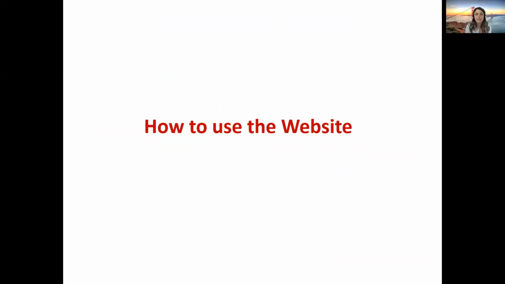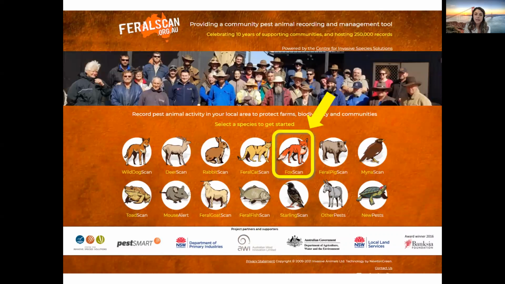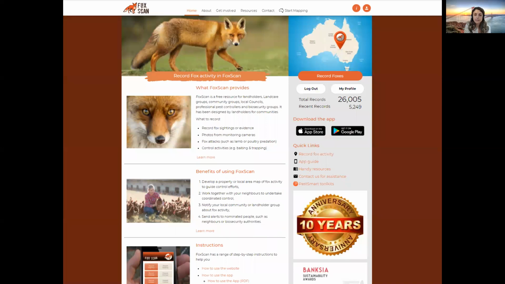So I have some slides on how to use the website. So remembering that the website's a little bit different to the phone app. So here, as you can see, we've got the home screen of the website, and we can see all the different species that you can record through FeralScan. The example that I'll give will be on foxes. This is the home page to the FeralScan website, and we've got a home page for each of the different species, and they contain slightly different information depending on that species.